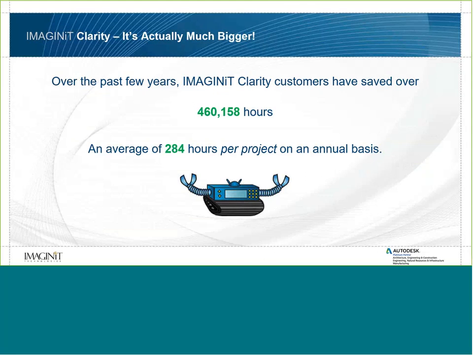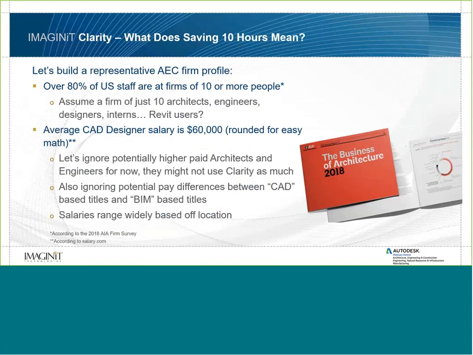Now let's pull that back though. Let's go for the easy bar to cover, the easy bar to cross. If we're looking at that, what would a typical firm look like? What does 10 hours mean to you? So I pulled a couple of different pieces of information. According to the 2018 AIA firm study, we said on average, 80% of U.S. staff and architecture firms are 10 or more people. So let's just assume that. If you're an engineering firm, apologize for using AIA numbers. If you're an AIA firm, well, here you go.